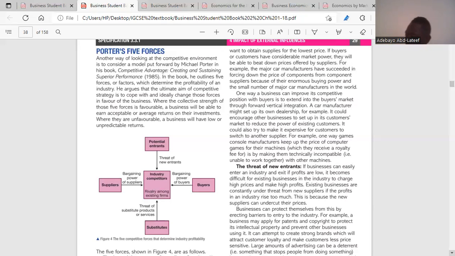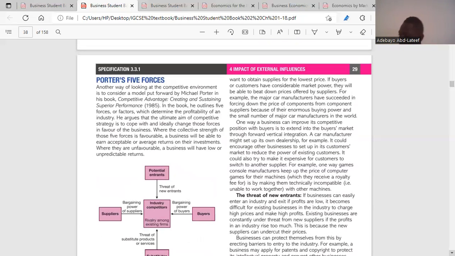So that's all about Porter's five forces analysis. So the topic, once again, I'm going to recap the lesson, which is the impact of external influences.